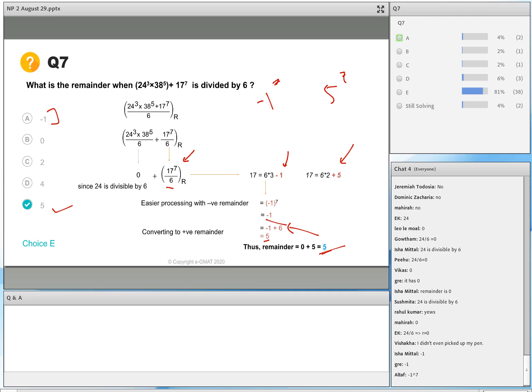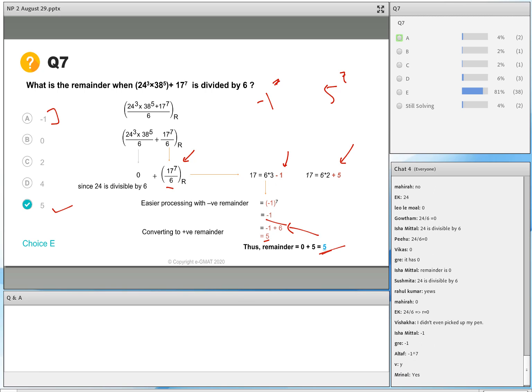Is the solution clear to all of you? I'm very happy that I could get an 81% accuracy. Would have loved to see a 91, but people who marked choices A, B, C, D, I hope it's clear to all of you. Any questions, any doubts that you people have? And if not, please write a no so that I can move ahead.